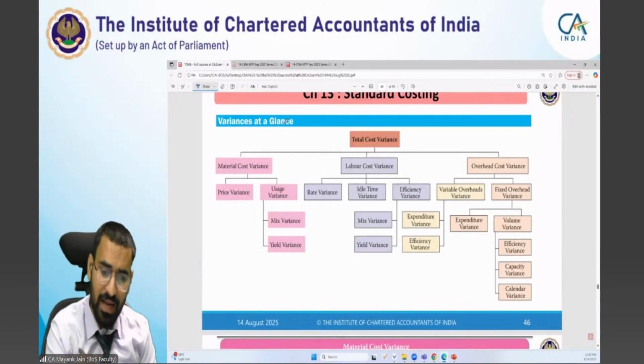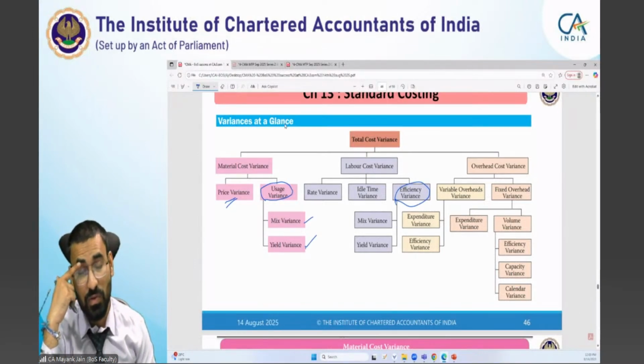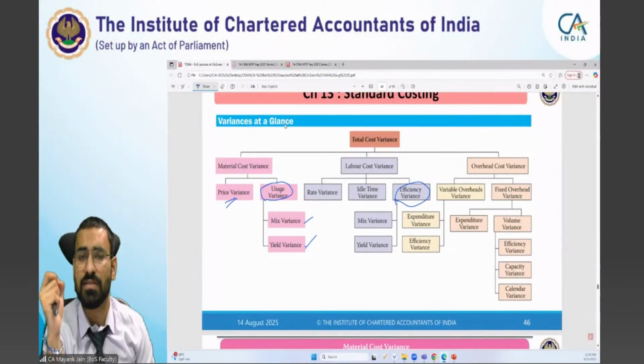So while calculating the usage variance, you can easily calculate the price variance. But while calculating the usage variance or the efficiency variance, you will get confused between the mix and the yield variance. You have to understand what is the meaning of mix and what is the meaning of yield and what are the main differences between these two terms.